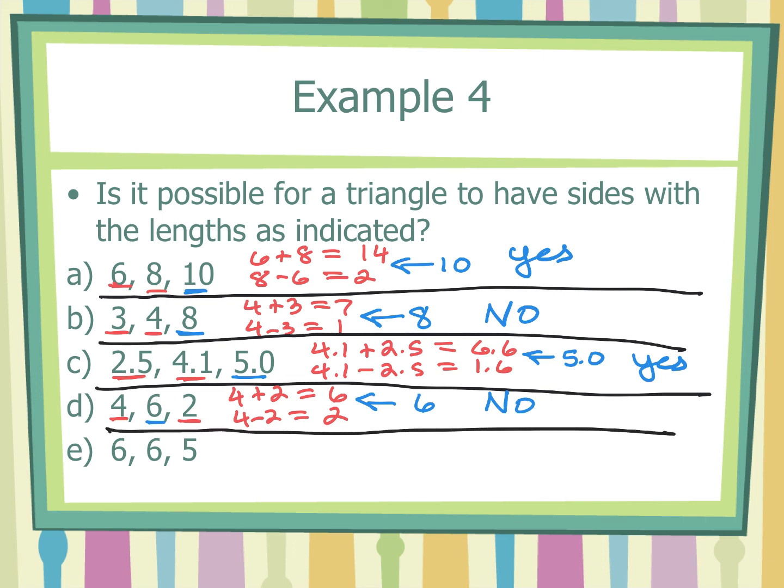And then the last example, again, notice two of the sides are the same. So I'm just going to take 6 and 5, one of the 6s to be the one that I add, and then the other 6 I'm going to say is the largest. So I'm going to add them. 6 plus 5, 6 minus 5. 6 plus 5 is 11. 6 minus 5 is 1. And because 6 is in between 1 and 11, this will form a triangle, and it's yes.